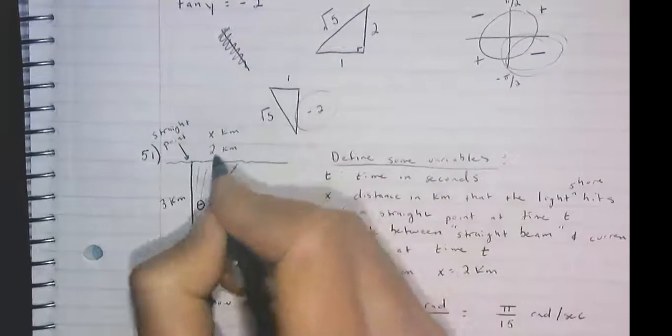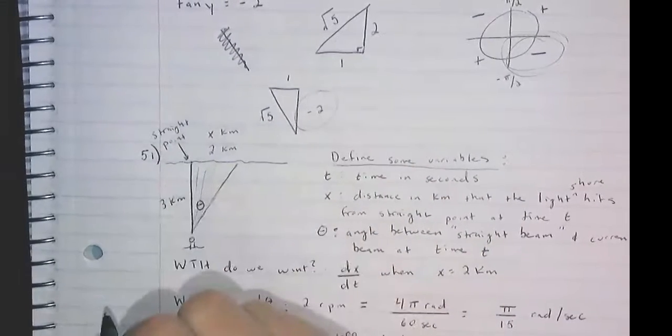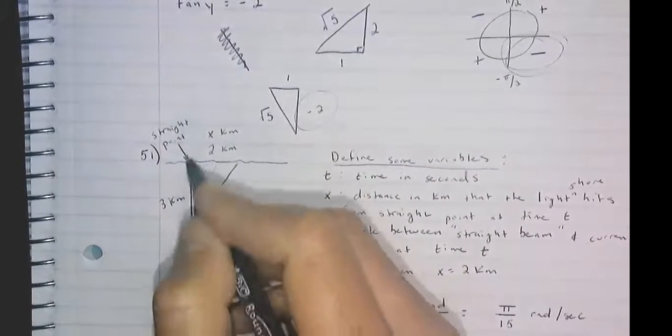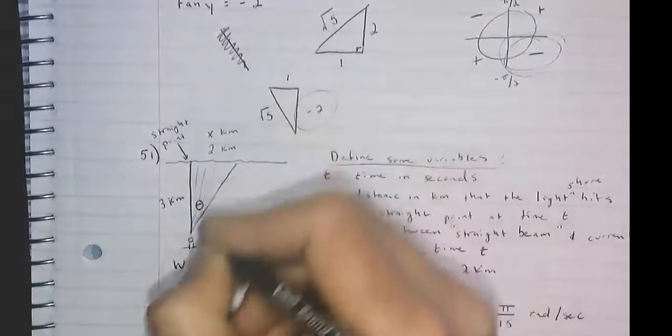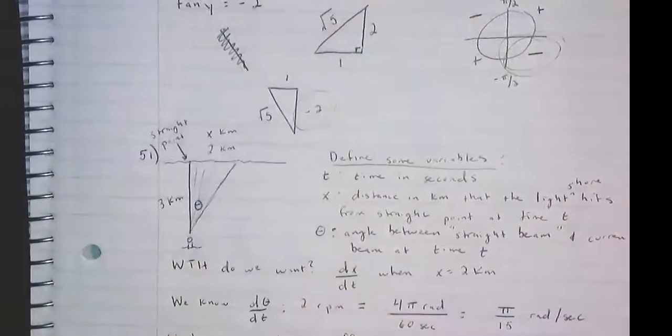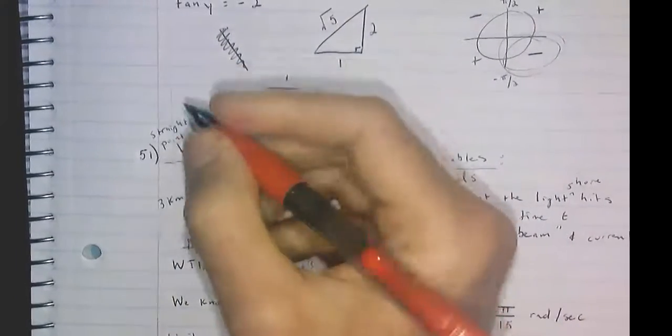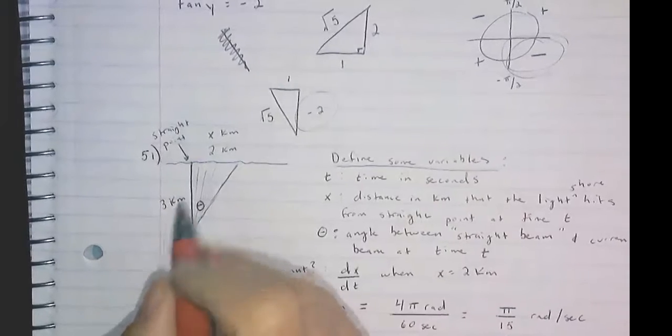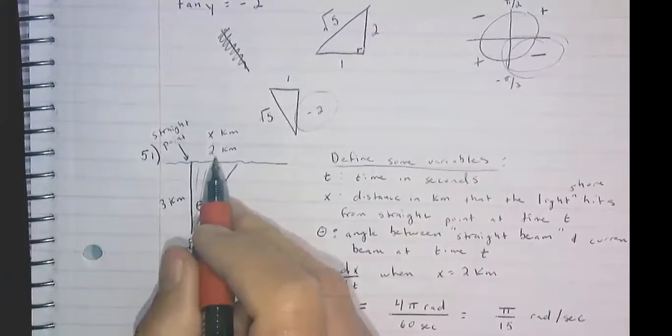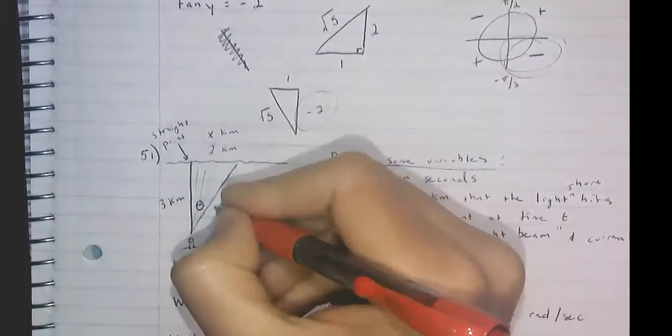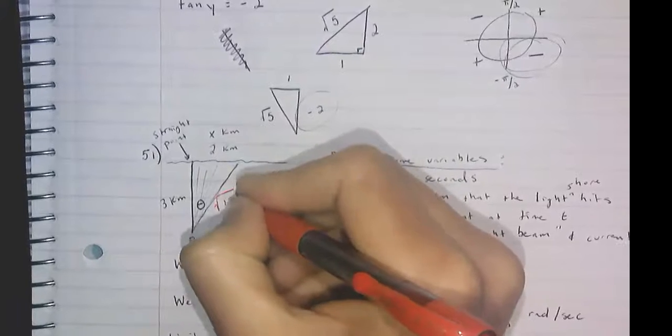So we get, at the moment that the beam is 2 kilometers from that straight point, this is a fixed 3 kilometer distance. And so this hypotenuse is 3 squared plus 4 squared, and take the square root of 13.